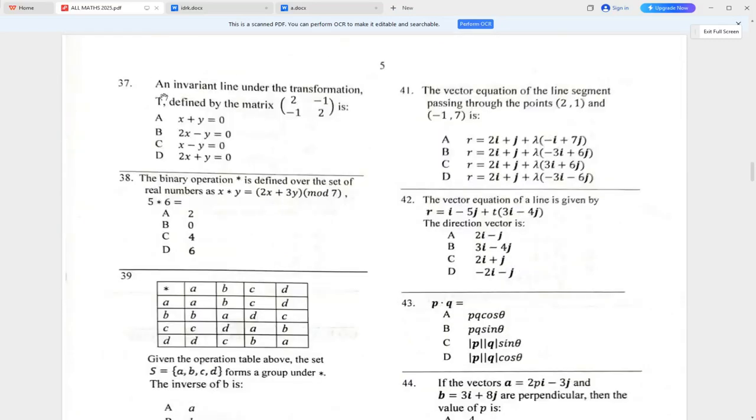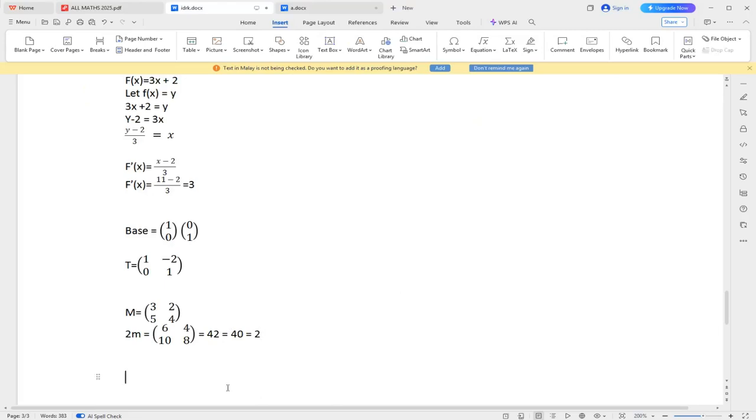Now question 37. An invariant line under this transformation T defined by the matrix 2, minus 1, minus 1, 2 is. Now an invariant line is a line which, when transformed by a matrix, all points on the line remain the same. Now to do this, we can do trial and error for each line in the options. Our first line is x plus y being equal to 0. We have to start by putting this line in the form y equals. We have y is equal to negative x.